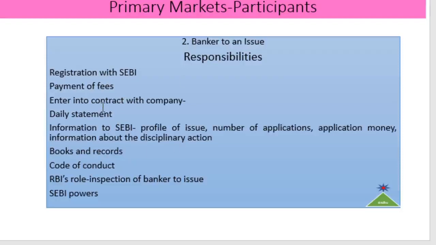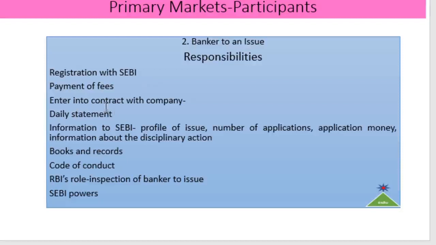Second one, payment of fees. Annual registration fee of rupees 2.5 lakhs for the first 2 years is payable to the SEBI by the intending banker, and rupees 1 lakh is to be paid for the third year. This is the fee the banker needs to pay to the SEBI.